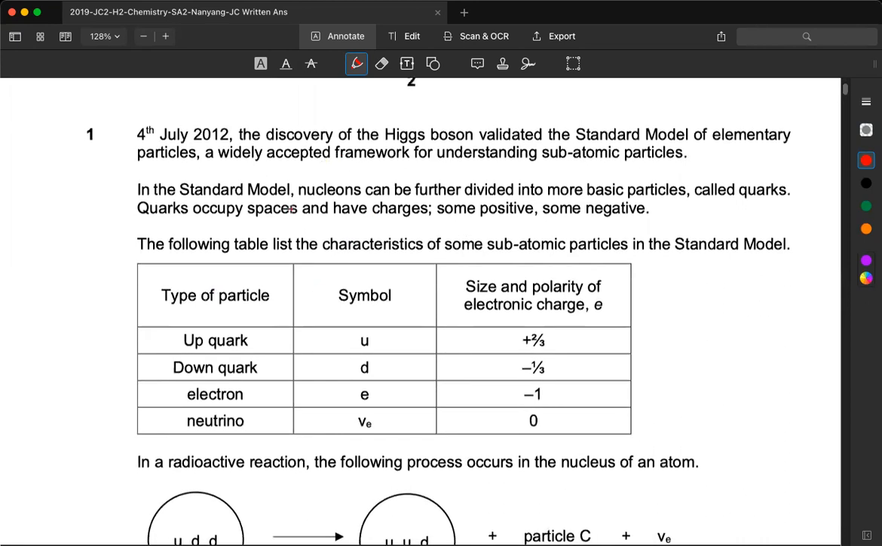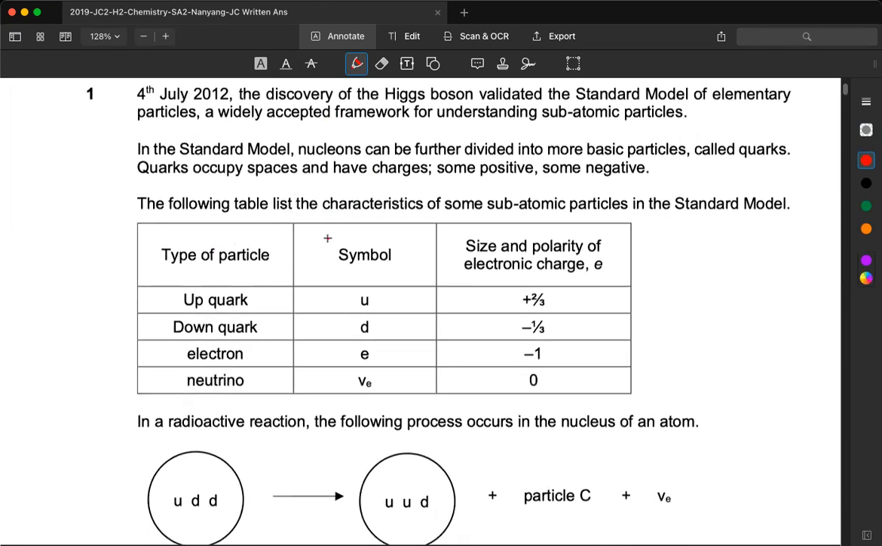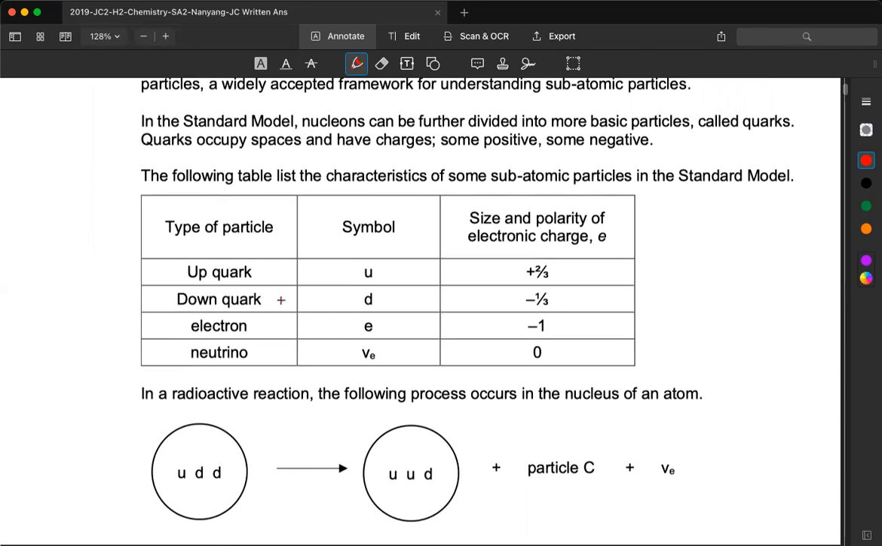In this model, the nucleons can be further divided into more basic particles called quarks. Quarks are particles that occupy space and also have charges, some positive and some negative. These are the subatomic particles in quarks. We have the up quark, represented by U, plus 2/3 as the size and polarity, the down quark, represented by D, minus 1/3, the electron, minus 1, and the neutrino, ve, 0.